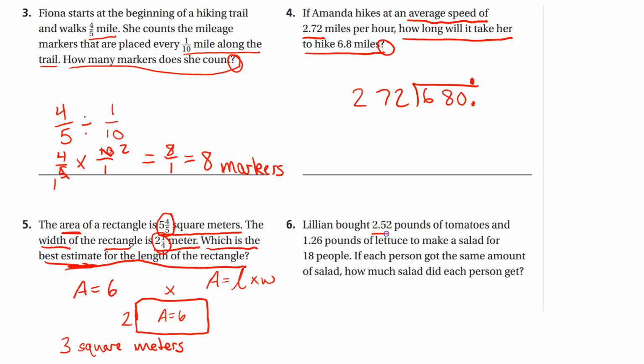Lillian bought 2.52 pounds of tomatoes and 1.26 pounds of lettuce to make a salad for 18 people. If each person got the same amount, so same amount, that's telling me, okay, it looks like we're probably dividing, of salad. How much salad did each person get?